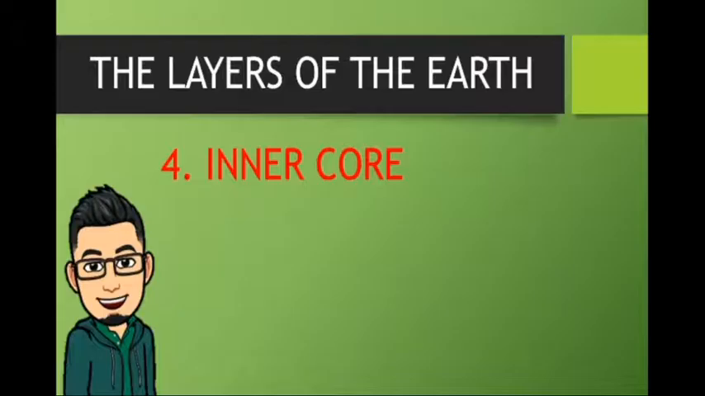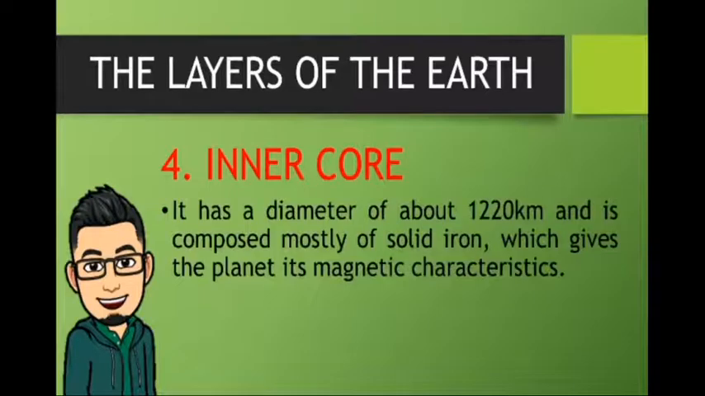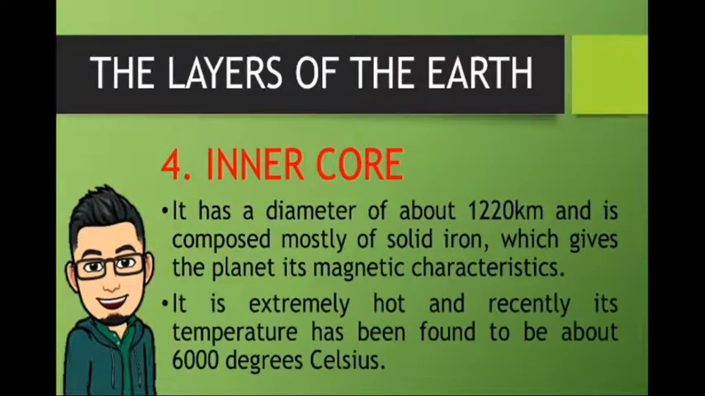And we have the fourth layer, the inner core. So inner core has a diameter of about 1,220 kilometers and is composed mostly of solid iron, which gives the planet its magnetic characteristics. And it is extremely hot, and recently its temperature has been found to about 6,000 degrees Celsius. So painit ng painit. Habang pumupunta ka doon sa pinakagitna, syempre mas iinit at iinit yan.